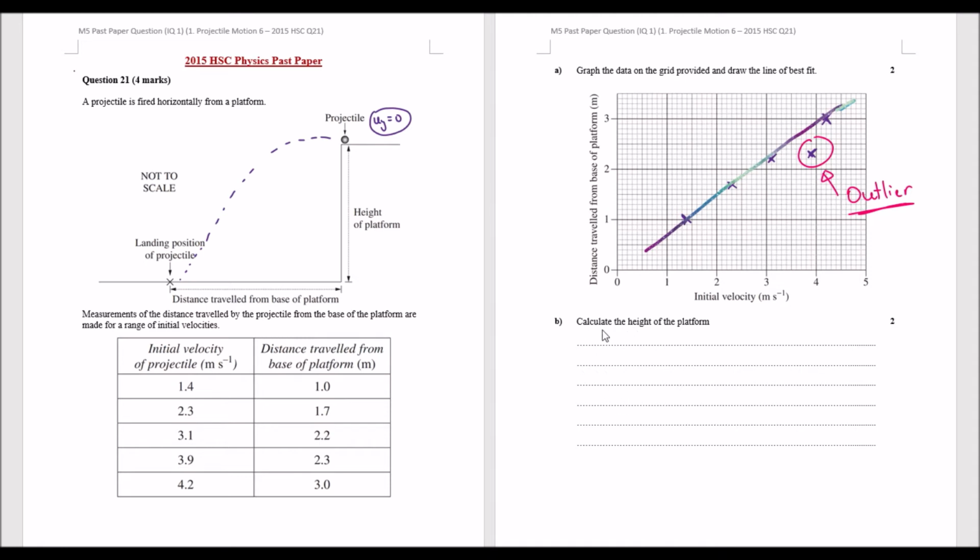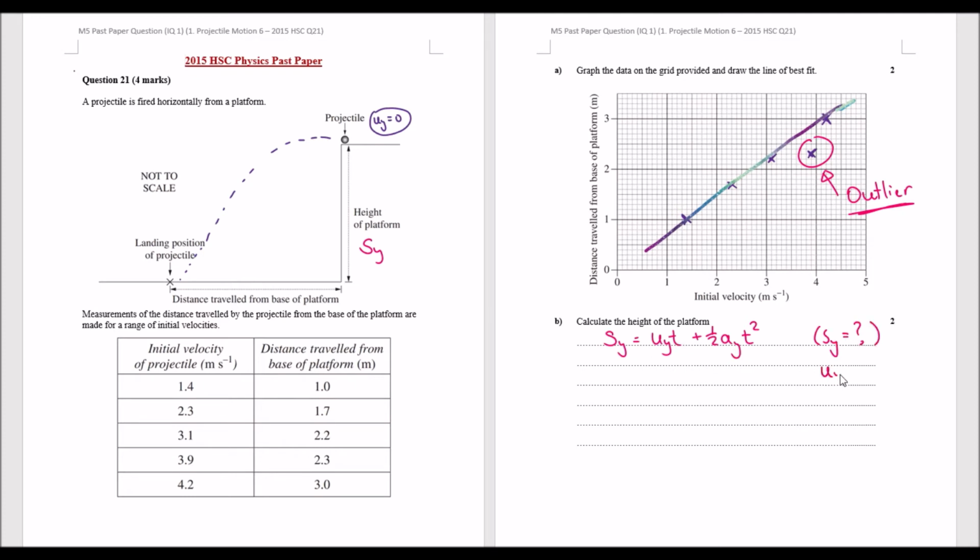Our second part is to calculate the height of the platform. So for the height of the platform, we're trying to calculate SY. Okay, so we know that SY equals UT plus half AYT squared. Okay, so that's relatively easy to do. We know we're trying to find SY here, so that's what we're trying to find. Let's just write out everything we need.